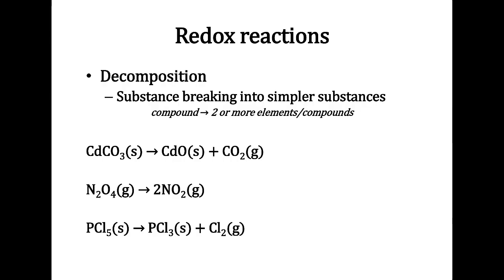Okay, the next type of redox reaction that we're going to look at is decomposition. So a decomposition reaction is whenever you have a substance that breaks into two simpler substances. So for instance, we have cadmium carbonate here, decomposing to form cadmium 2 oxide and carbon dioxide. And then the next one we have dinitrogen tetroxide, decomposing to form nitrogen dioxide. So decomposition reactions are a little easier to tell than the other ones because you have one thing in the reactants and then more than one thing in the products.